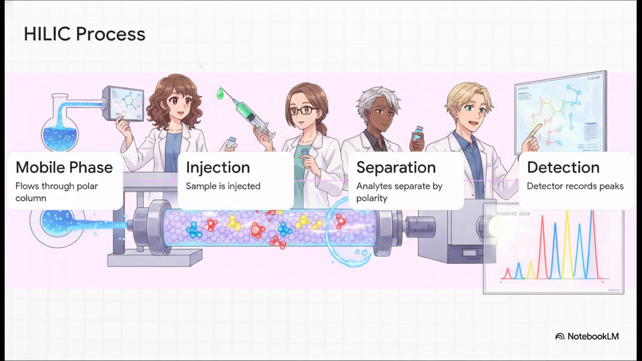So, step by step, running a sample looks like this. Step 1, your highly organic mobile phase pumps through the polar column, establishing that vital water-rich layer. Step 2, you inject the sample. Step 3, the analytes travel through, dynamically interacting and partitioning into that water layer, separating purely based on their polarity. The most polar compounds hold on the longest. And finally, step 4, your detector reads the beautifully resolved chromatographic peaks.